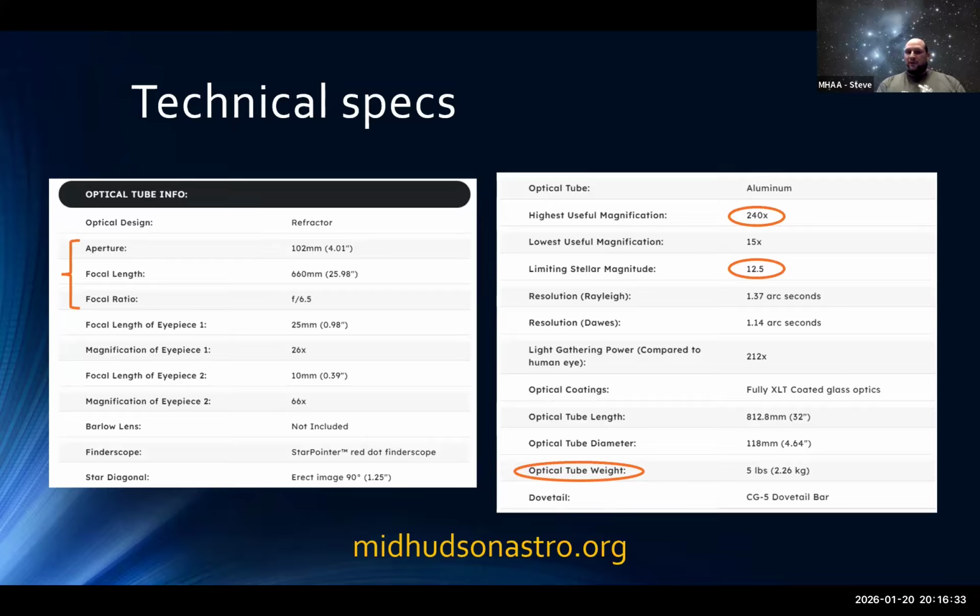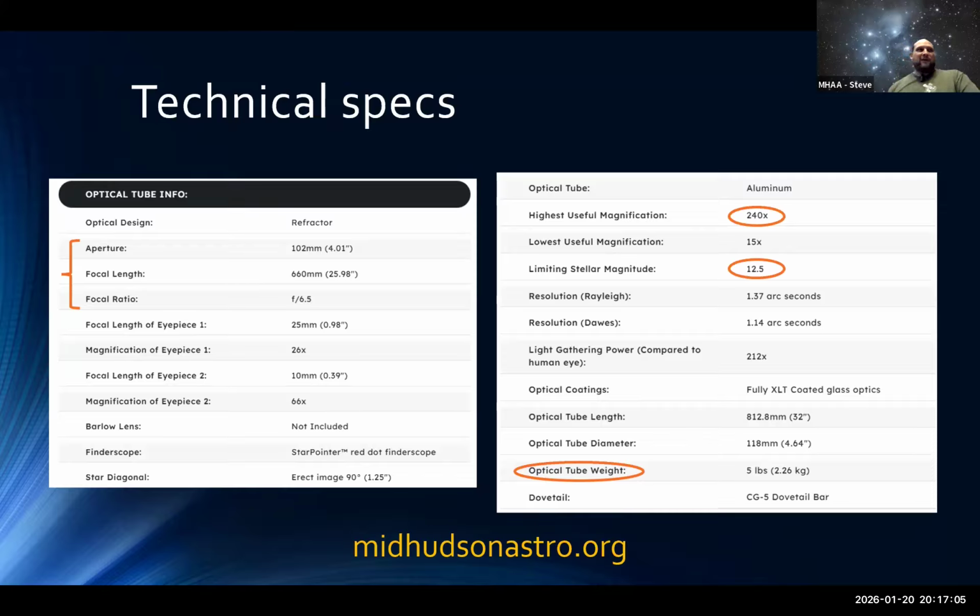Then you've got the focal length. The focal length is the distance from the aperture, where the light's first hitting your glass or your mirror, to the focal point in that scope. And that's one of the factors of your magnification, because you take the focal length of your eyepiece, divide that into the focal length of your telescope, and that gives you the magnification of the scope-eyepiece combination.